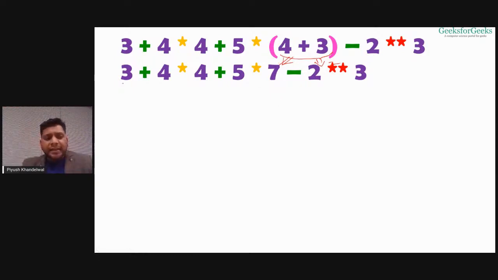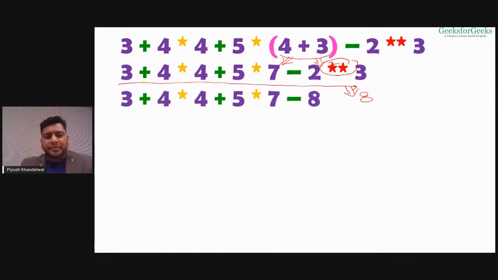Now the computer starts scanning this expression again from left to right and finds the operator with the highest precedence. Here the operator with the highest precedence is the exponent operator, so it will be evaluated first. We'll compute 2 to the power 3, which is 8, and my expression will become something like this, with the answer 8 over here.